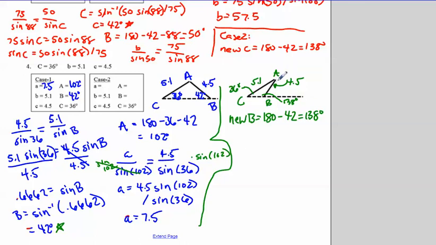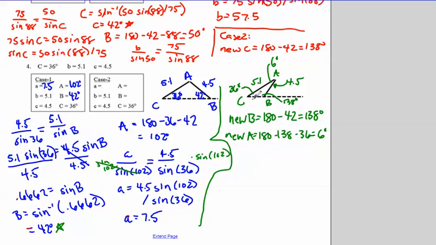To find new A, all three angles have to add up to 180. So new A is 180 minus 138 minus 36, which is really close to nothing, but there's something there. So my new angle A is only 6 degrees. And let's put that in here, 6 degrees.